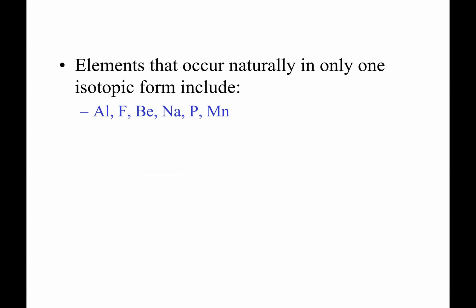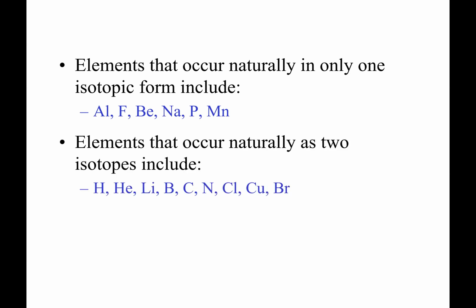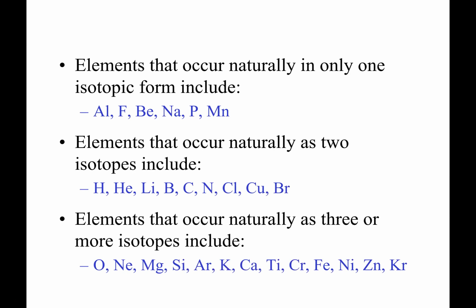You definitely don't need to memorize this. This seems like one of those oxymoronic phrases, but only one isotopic form seems silly to me. For these elements, aluminum, fluorine, beryllium, sodium, phosphorus, manganese, there's only one isotopic form that naturally occurs. Then there are two isotopic forms, and three or more isotopic forms.